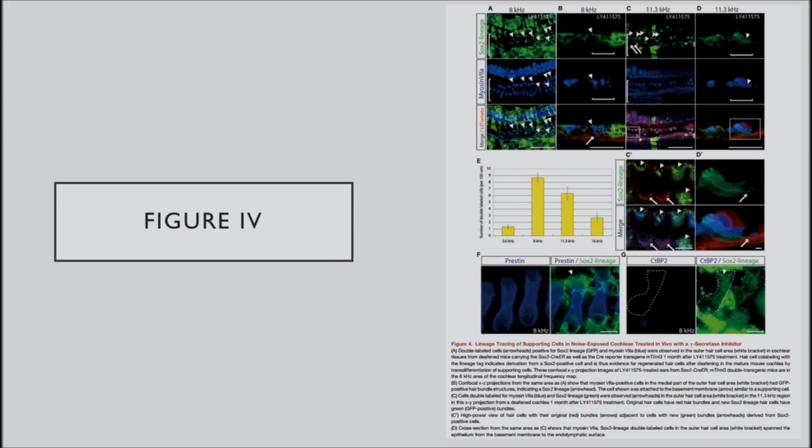In Figure 4, we see many cells positive for myosin 7A were also positive for green fluorescent protein. This indicates transdifferentiation from SOX2 positive cells, to quote the paper. The cells labeled with green fluorescent protein were found to express Prestin, an outer hair cell marker. They did not express the inner hair cell marker CTBP2. This means that preventing Notch signaling by using the gamma secretase inhibitor allows for supporting cells to transdifferentiate into hair cells in certain portions of the cochlea.